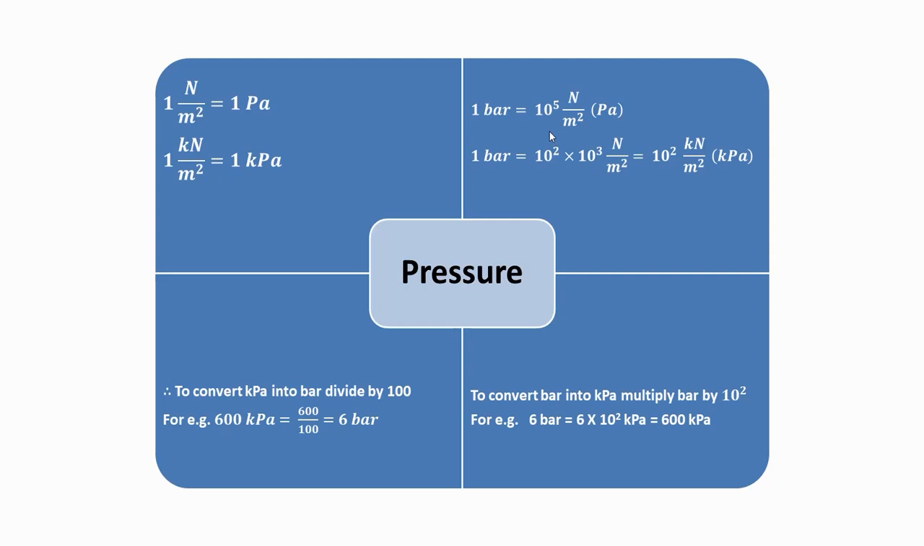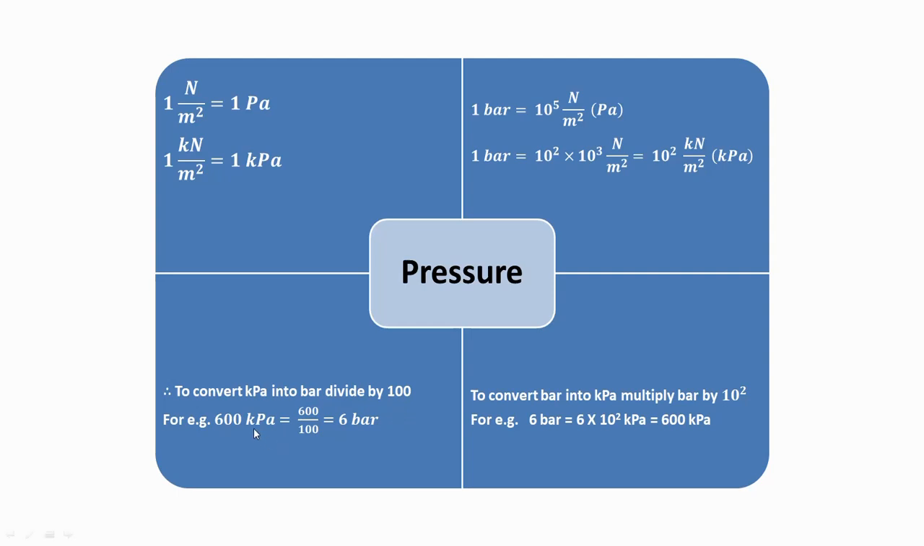Now the relation between bar and kilopascal is that this 10 raised to 5 we can convert into 10 raised to 2 into 10 raised to 3, that is equal to 10 raised to 5, and 10 raised to 3 is nothing but kilo. So we can say that in order to convert bar into kilopascal we have to take 10 raised to 2 as a multiplication factor. For example, if it is 20 bar, then it will be 20 into 10 raised to 2 kilonewton per meter square. To convert kilopascal into bar, we have to divide by 100.